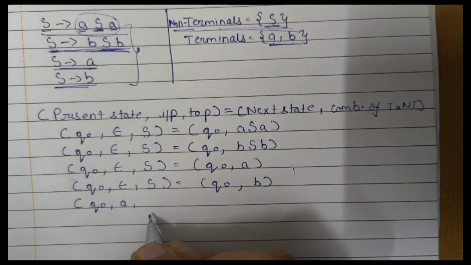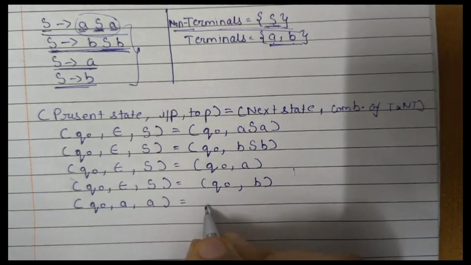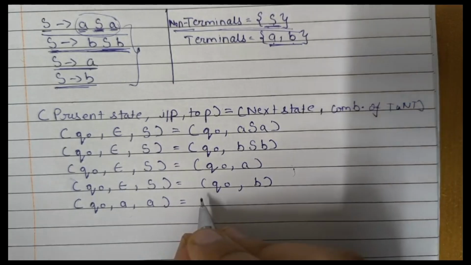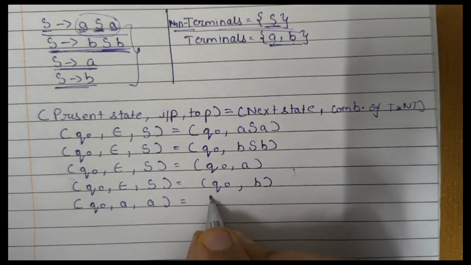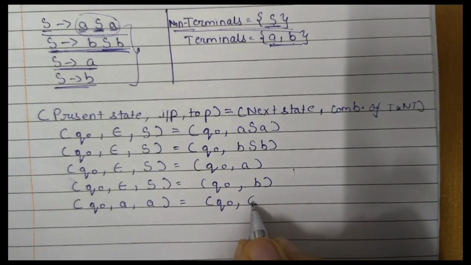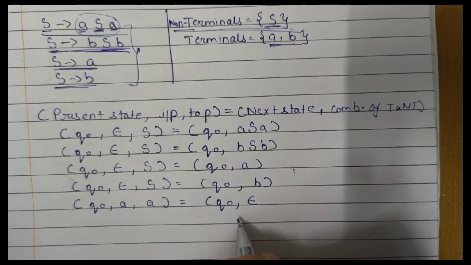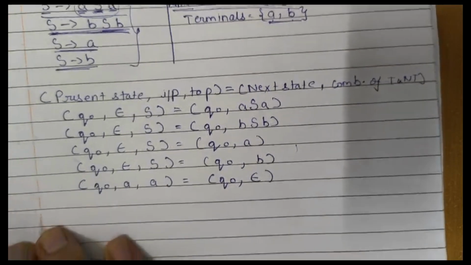And after that we have to write the top of stack. So top of stack is also going to be the small a. And whenever we are writing a production rule for the terminal, we are always going to pop that symbol. So it is going to be q naught, on the same state we are going to be, and we are going to pop. And whenever we pop, we write epsilon. Right. Now we have done for terminal A.